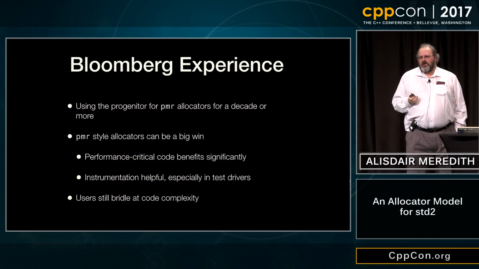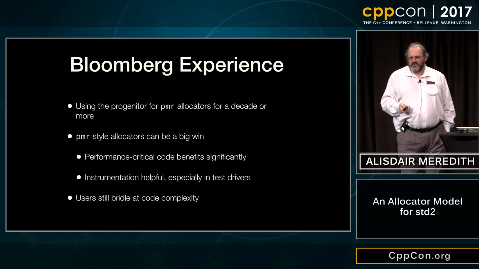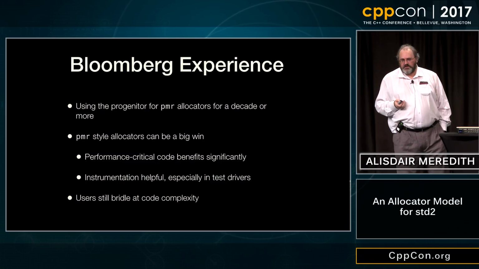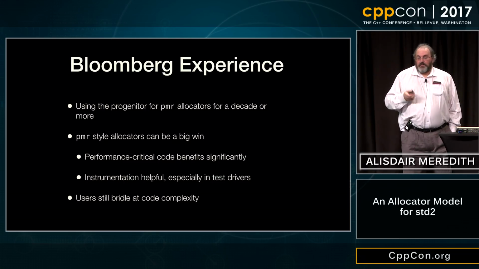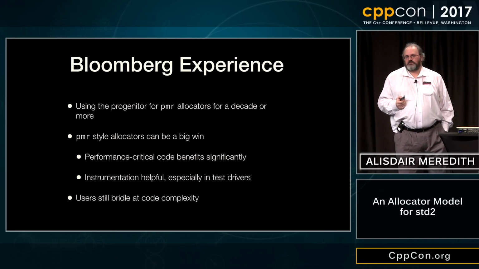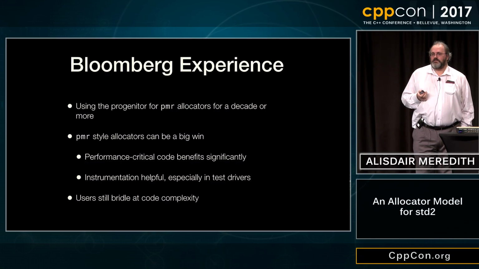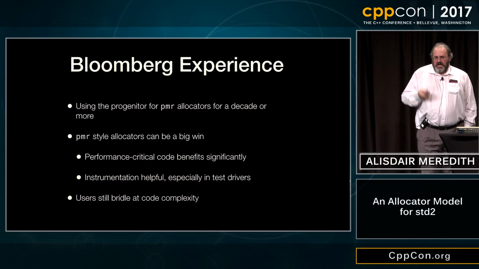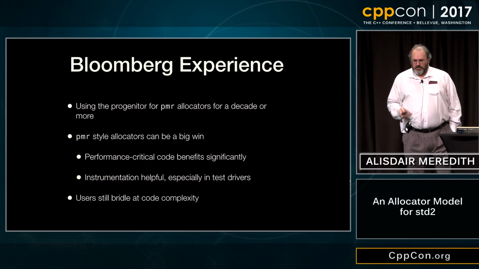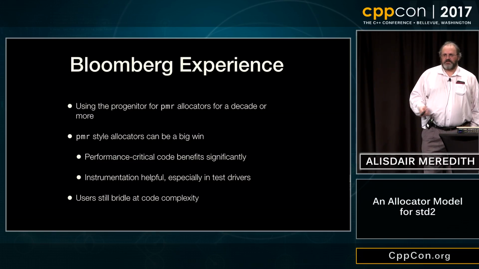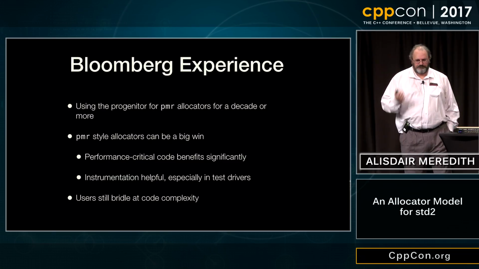Our experience is that the PMR allocators have been a big win on performance, especially in performance-critical code where people are invested in making the effort to use the facility. There are certainly other folks around the company, but especially me, who have found the instrumentation helpful in getting our test drivers much more reliable. It's fantastic, the ability to instrument and profile and do interesting things with the instrumentation. But performance is the real key everyone's using this for. And despite all these great things, with me saying allocators are wonderful, users still bridle at the complexity that comes with trying to plug allocators into the C++98 model.